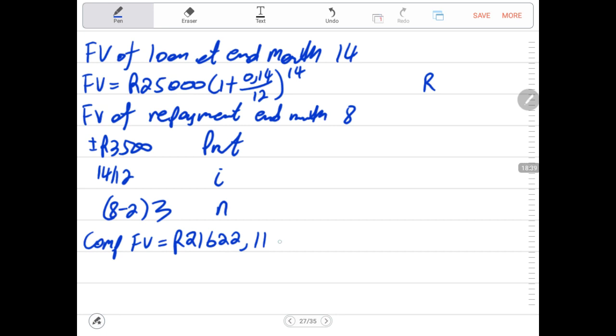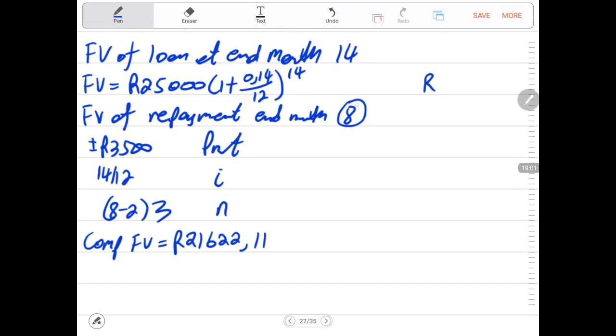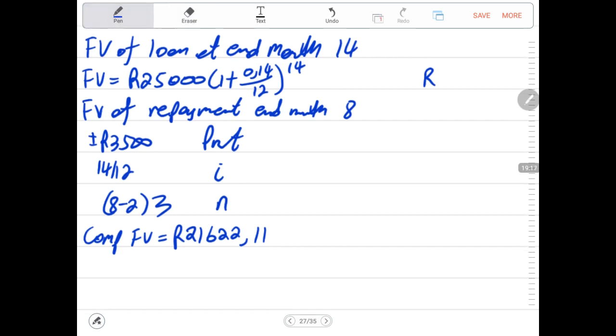21,622.11. This is the future value at the end of month 8. Remember, our focal date is month number 14. So in other words, this future value must become a present value, and then it must accumulate interest up until month number 14, because that is our focal date. Remember, the reason why we calculated the future value at the end of month 8 is because payments were made from month number 3 up to month number 8. So we needed the future value for the period of the repayments. Then after, we need the future value of that amount.